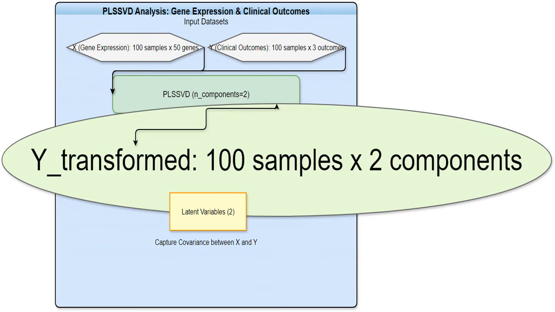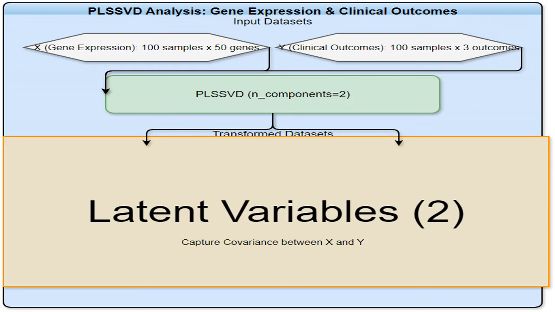Similarly, Y_transformed keeps the 100 samples from the original clinical outcome dataset, Y, but also reduces it to 2 components, representing the 3 original outcomes in a simpler way. These 2 components, in both X_transformed and Y_transformed, are the latent variables. They're the hidden factors that best explain the shared variance between the gene expression data, X, and the clinical outcomes, Y. They're like simplified summaries of the original, more complex data, aiming to show how the clinical outcomes relate to the genes.